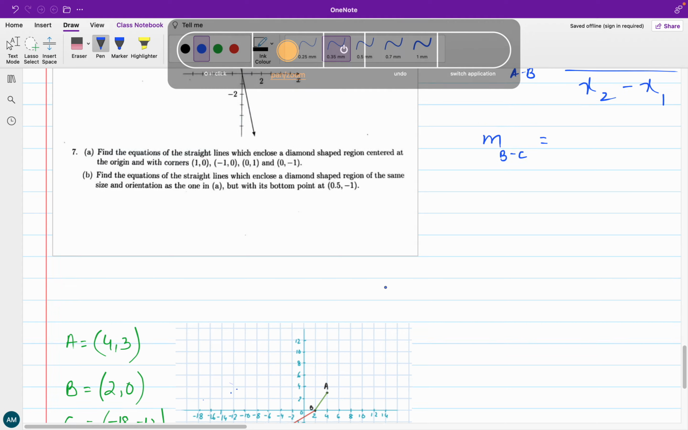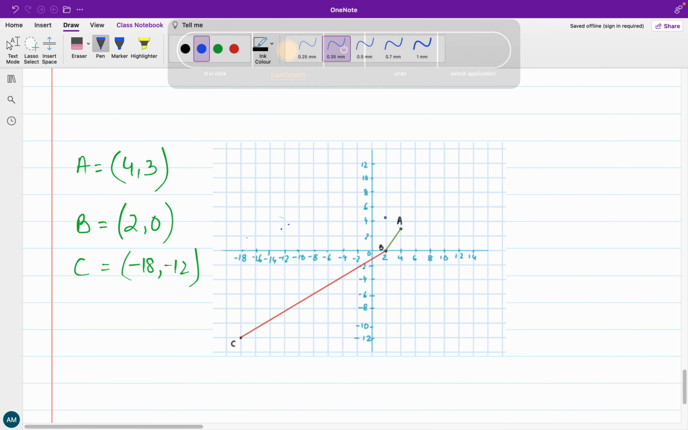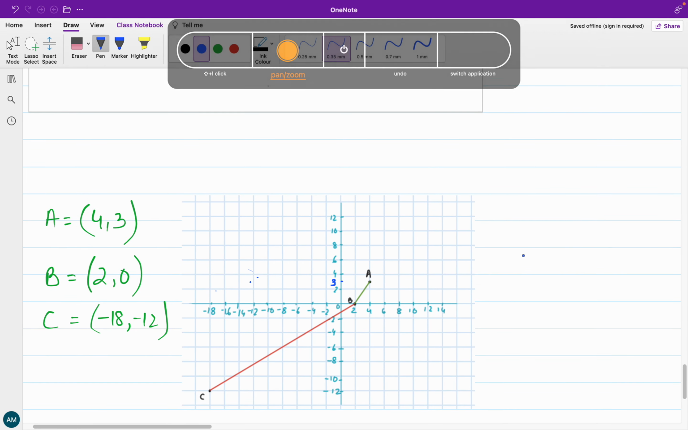Over here, I've drawn these for you as well. This is a grid in which A is (4, 3): x is 4, y is 3. B is (2, 0): x is 2, y is 0. C is (−18, −12). You can very clearly see that the slope of this red line, which is B to C, is different from the slope of the green line, which is A to B. So these three points do not lie on a straight line.